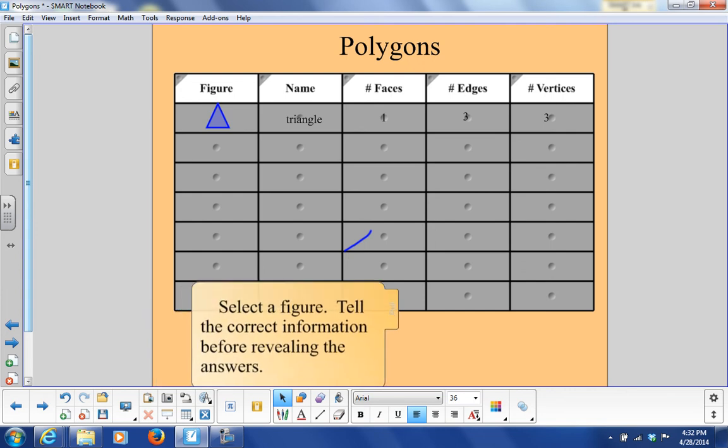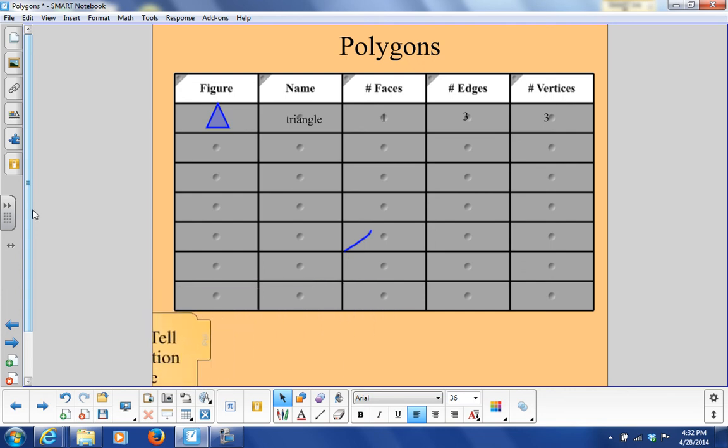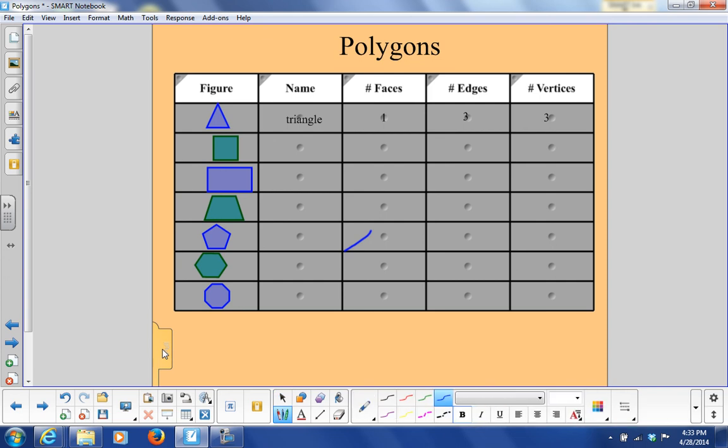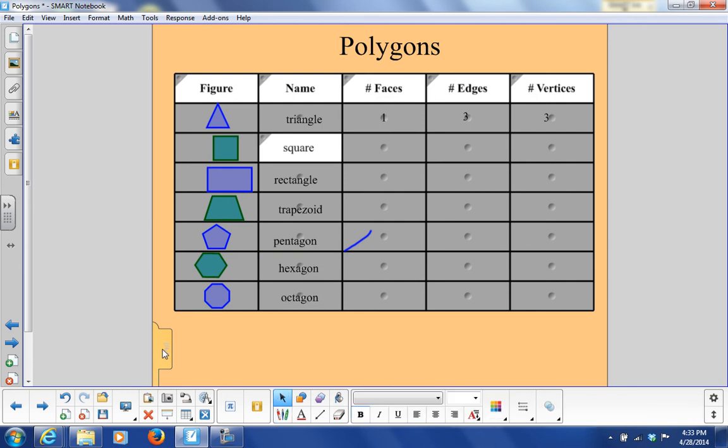On a piece of paper, I want you to make a chart similar to this. So this is going to be a square, this will be a rectangle, this is going to be a trapezoid, this is going to be a pentagon, this is going to be a hexagon, and this is going to be an octagon. I'll give you the names of them. Square, rectangle, trapezoid, pentagon means 5, hexagon means 6, octagon means 8. Did I say decagon? I meant octagon, my bad. Decagon is 10, which you'll want to know later too.